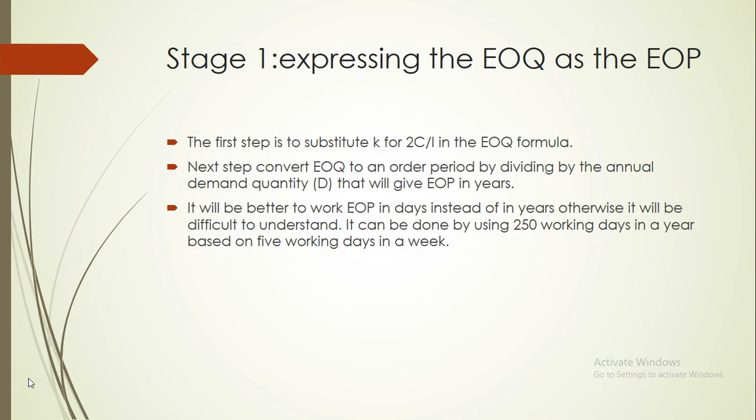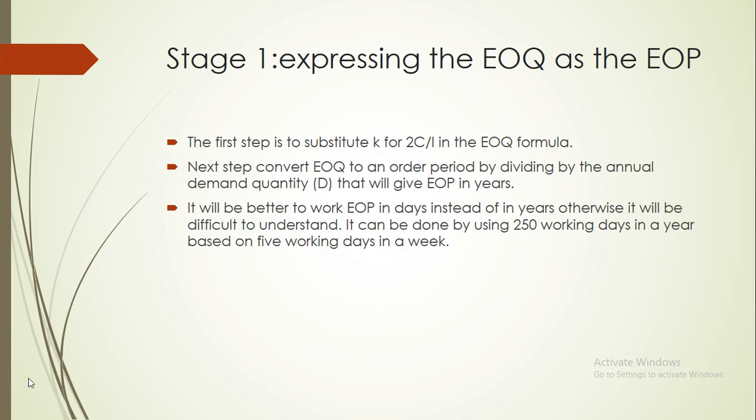What is stage 1? The first step in stage 1 is to substitute K for 2c by I in the formula of EOQ. Next step, convert EOQ to an order period by dividing by the annual demand quantity, which will give EOP in days. It will be better to work with EOP in days instead of years, otherwise it will be difficult to understand. It can be done by using 250 working days in a year, based on 5 working days in a week.